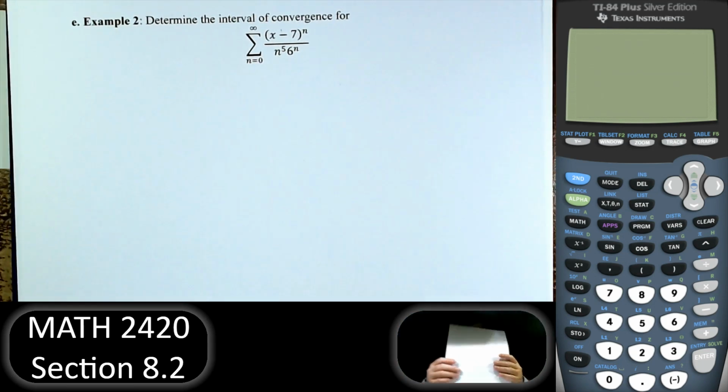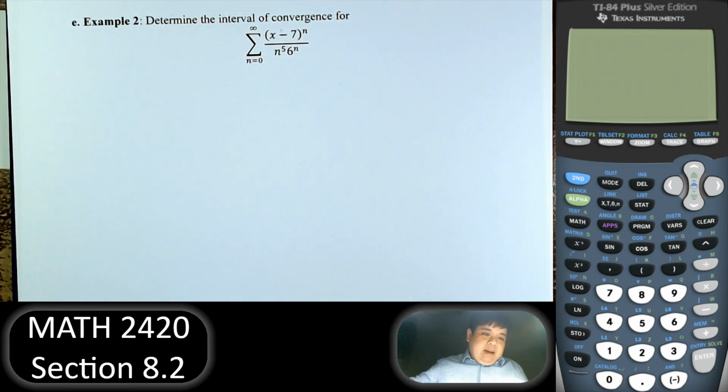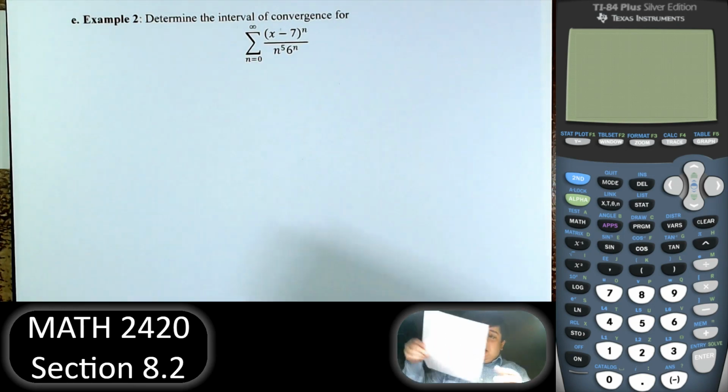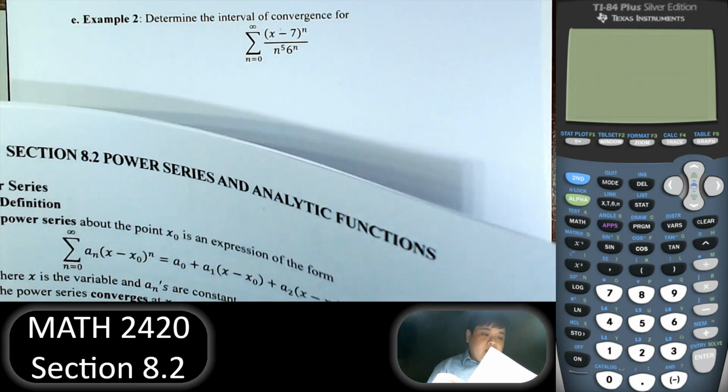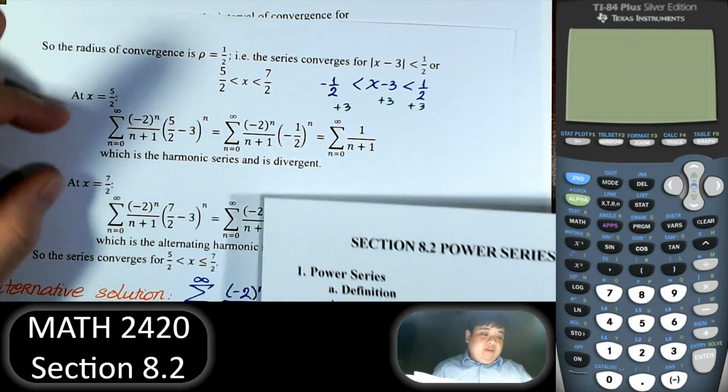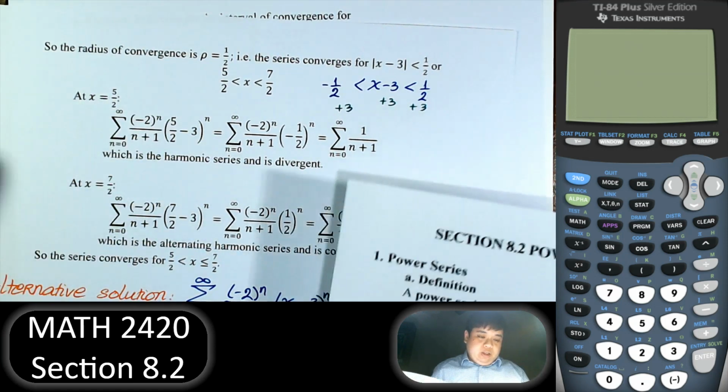Right. Now, this only gives us the radius of convergence. We still have to check for the endpoints. What happens at the endpoints?